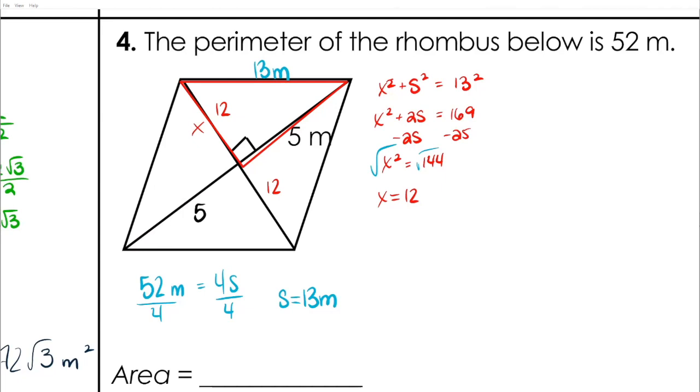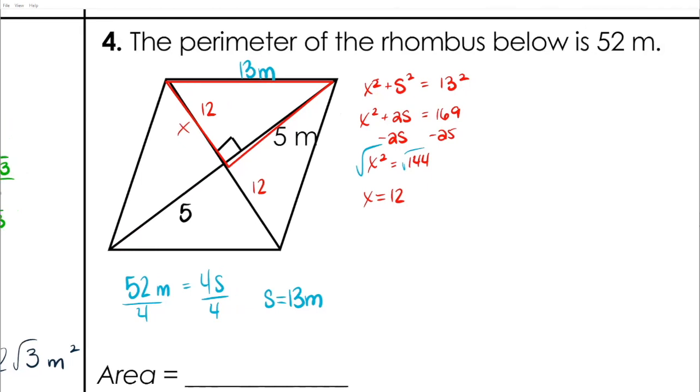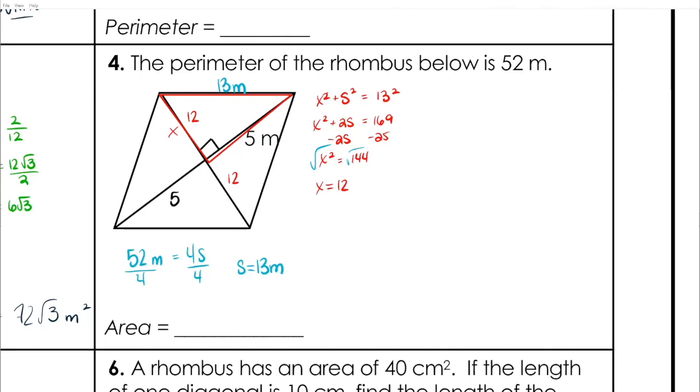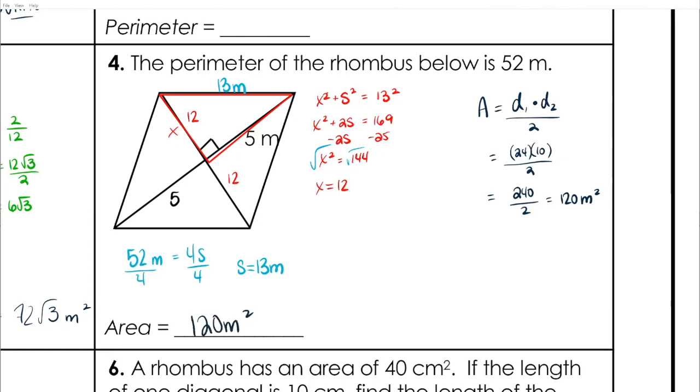So we've got 12 and 12, 5 and 5, because it's a parallelogram, and parallelograms bisect opposite angles. Area of a rhombus is diagonal 1 times diagonal 2 over 2. The full length of a diagonal is, doesn't matter which one you start with, 24. Our other diagonal is 10. Twenty-four times 10 is 240. 240 cut in half is 120. 120 meters squared.